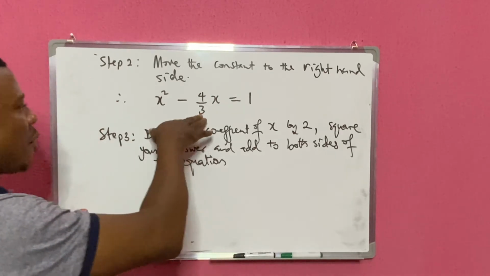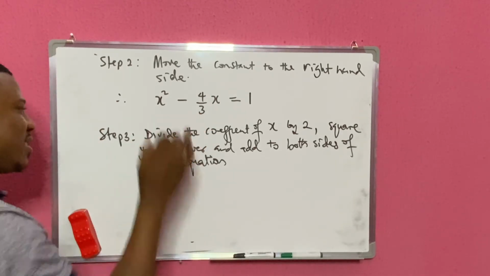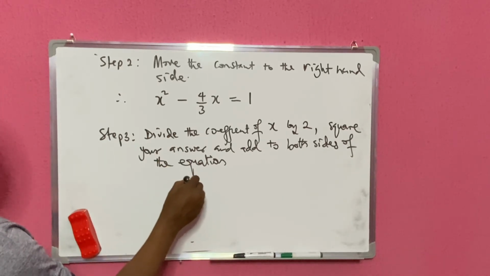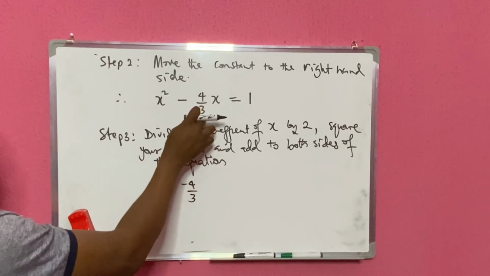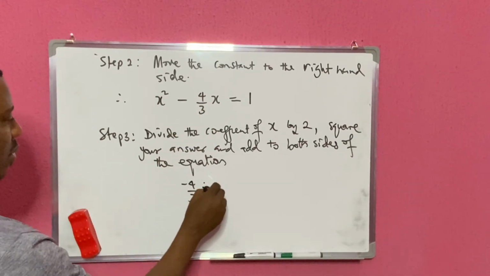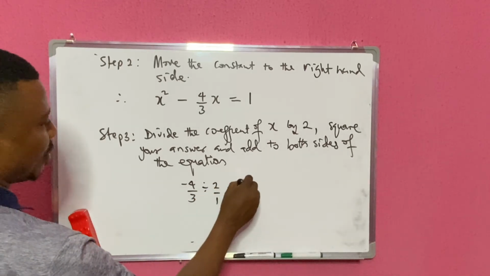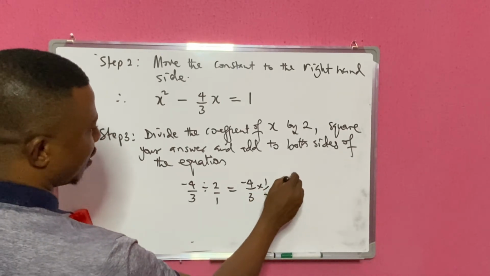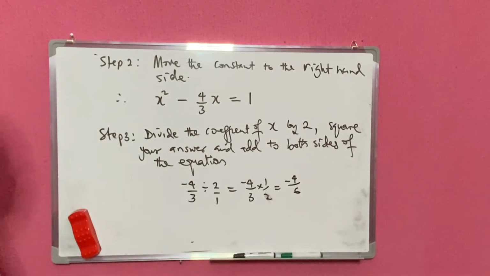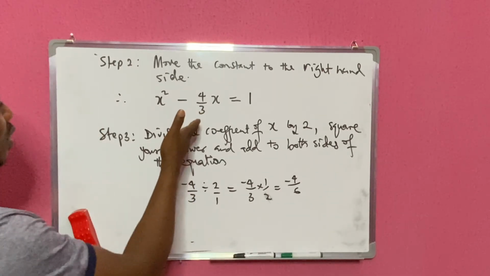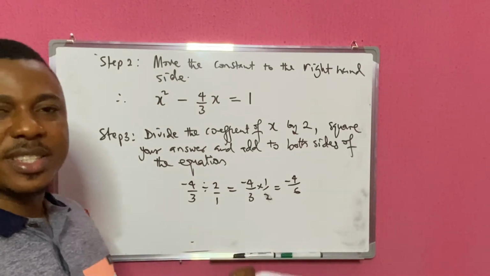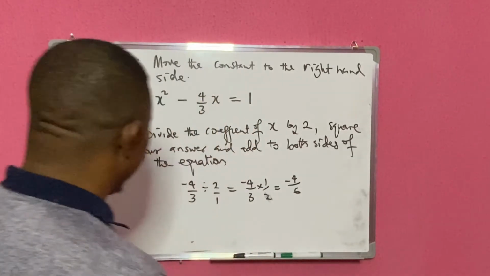You will divide the coefficient by 2. What is the coefficient of x? Minus 4 over 3 is the coefficient of x. Divide it by 2. This will give us minus 4 over 3 multiplied by 1 over 2, which gives minus 4 over 6. Very simple. If you want to make it easy, you can press your calculator and leave this value in decimals. Nobody will worry you.